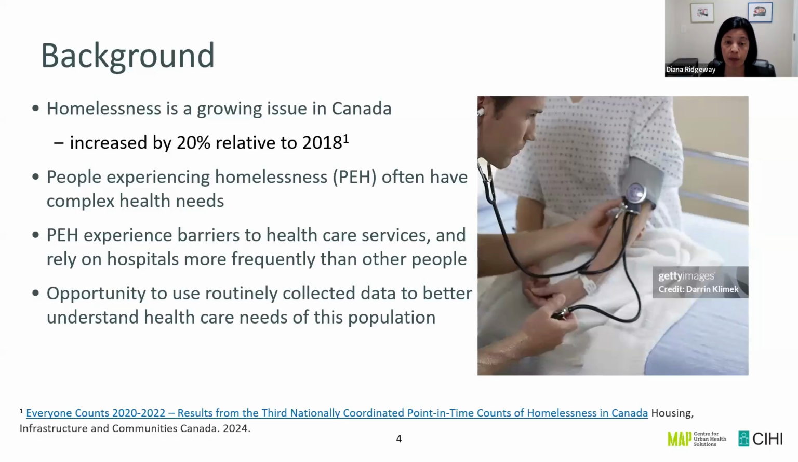They also experience barriers to accessing healthcare services, including primary health care, and this may be why they rely on hospitals more frequently than other people. CIHI's analyses found that they almost always entered the hospital through the emergency department. Using health administrative data, there's an opportunity to use these routinely collected data to better understand the healthcare needs of this population and to tailor programs and services to better meet their healthcare needs.